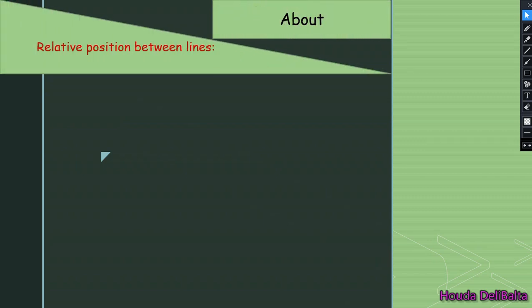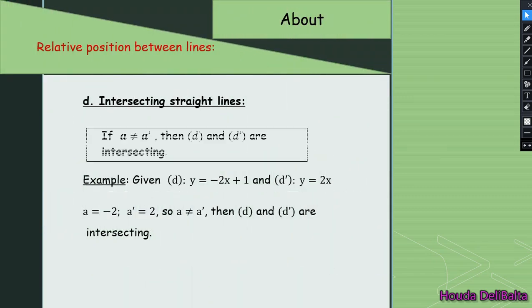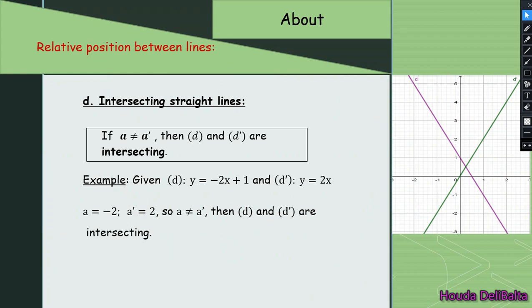And now we are going to talk about intersecting lines. Intersecting lines have no specific rule. They just don't have equal slopes. Whenever lines don't have equal slopes, then they are intersecting lines. If the product of the slopes is minus 1, then we say that they are intersecting perpendicular lines. But if there is no property relating a with a prime, then we say that the lines are just intersecting.